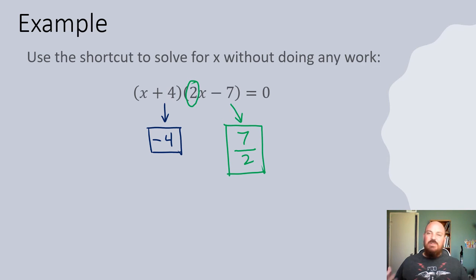But now all of a sudden you don't have to do all that extra repetitive work where you say, okay, so x plus 4 equals 0, -4 minus 4, x equals -4. Or 2x minus 7 equals 0, plus 7 plus 7, divide by 2, and then get that work. We have this nice neat shortcut that lets you know the answers immediately just by looking at the factors.